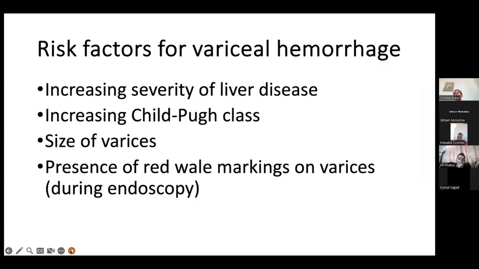So risk factors for variceal hemorrhage are the more severe the liver disease, the higher the risk of having a bleed.